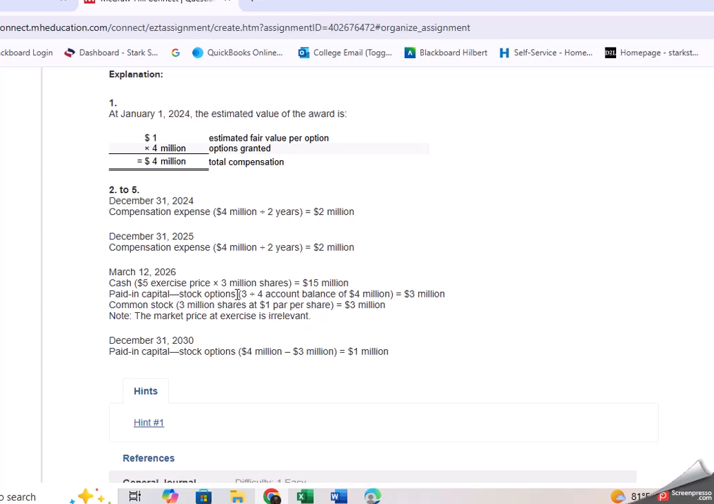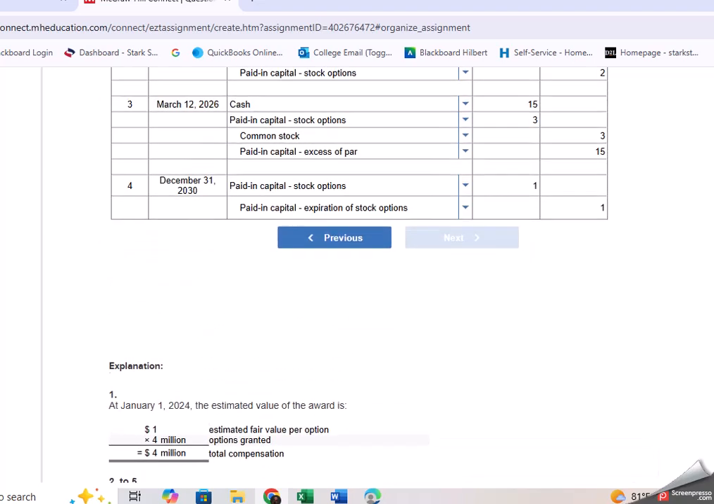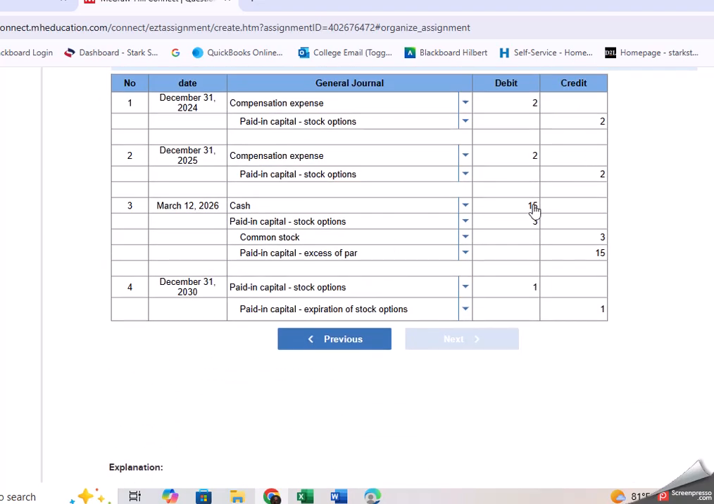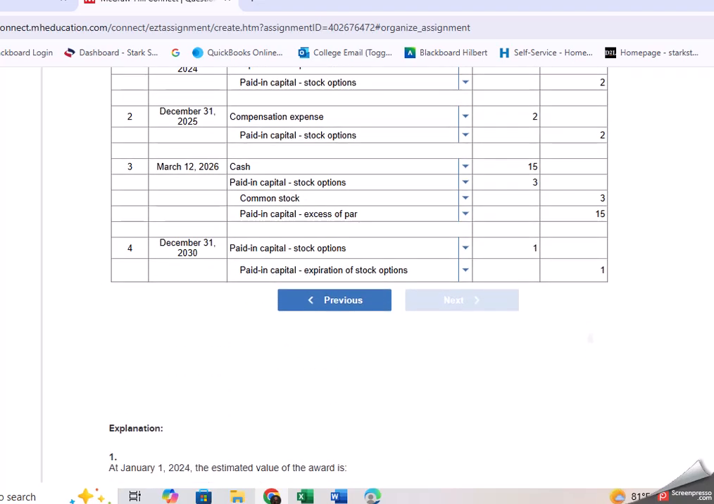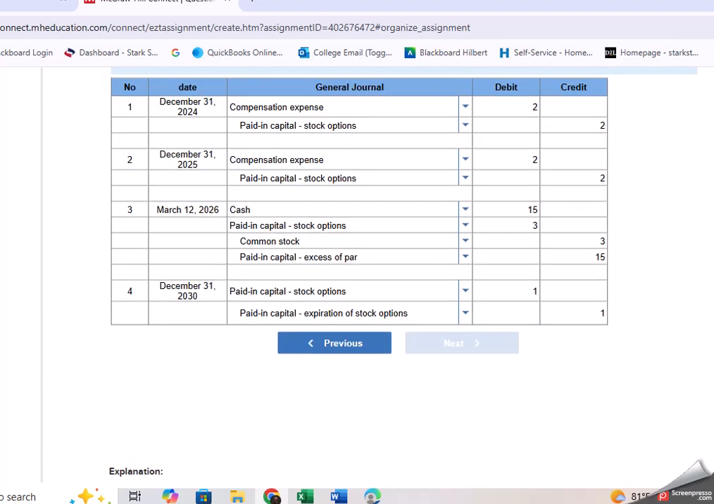The employees or the managers have to pay $5 a share, so that is our $15 million in cash. Going back to that first entry, we put in $1 for each option, and that was what got credited into our paid in capital stock options. So we have to take the 3 million out of our paid in capital stock options. Then we're going to credit our common stock at the dollar par because we're issuing those shares now to the actual employees in their name, and then the excess goes into paid in capital.